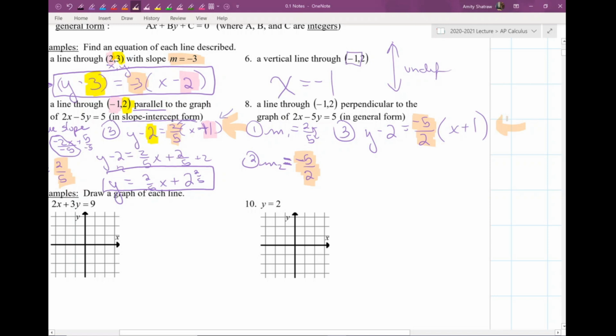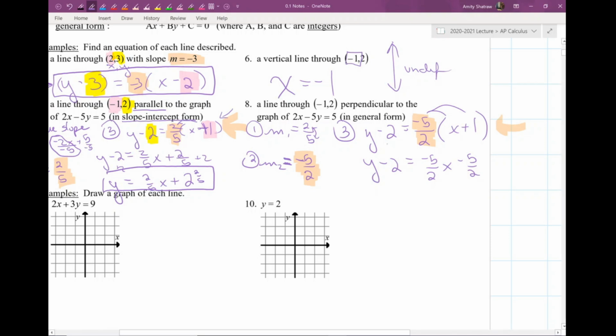Okay, now I'm going to distribute, and I'm going to say I have y minus 2 equals -5 over 2 x, and this is a -5 over 2 times 1, which gives me -5 over 2. And in order to put this into general form, and this is the part where you're practicing maybe something new, it's hard to remember exactly what general form is.